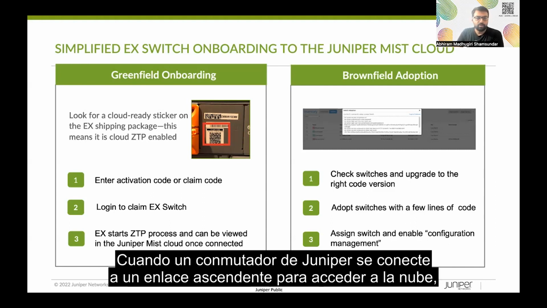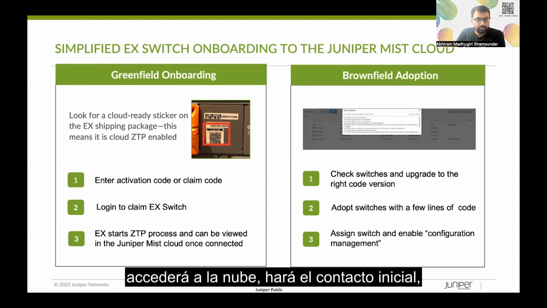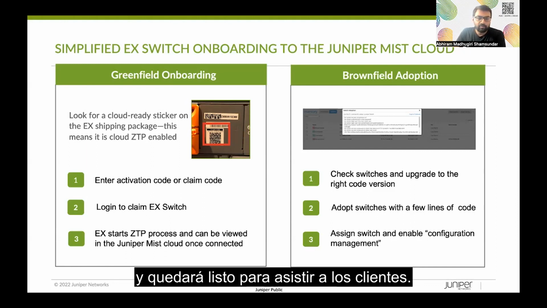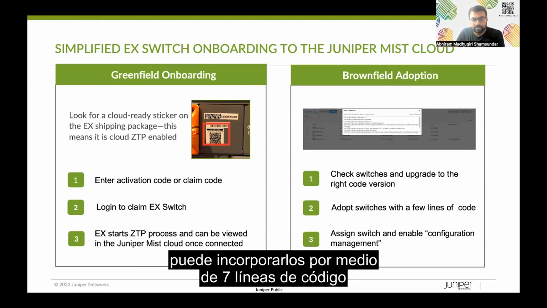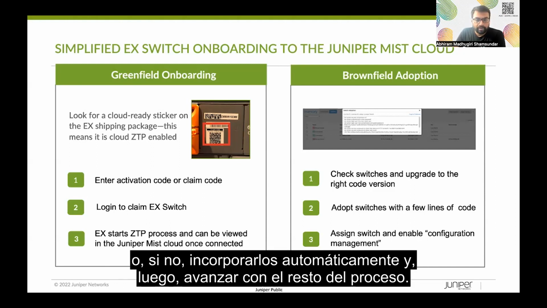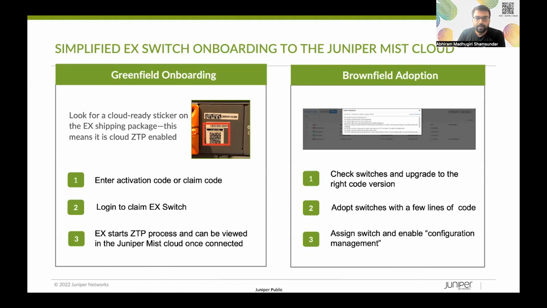Subsequently, when a Juniper switch is connected to an uplink where it can reach the cloud, it will automatically start the process of zero-touch provisioning, go to the cloud, make the initial contact, and get the config it requires, and it is ready for servicing its clients. If you have existing brownfield devices, you're able to onboard them by using 7 lines of code that is available on the dashboard, onboard them automatically, and move further from there. So both ways are available for you to onboard switches onto the dashboard.